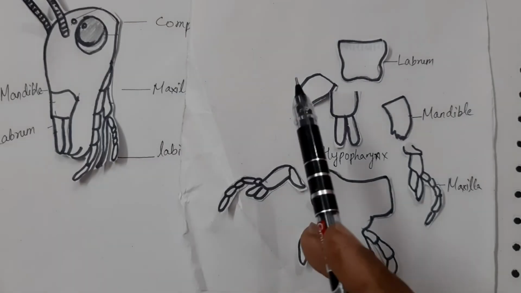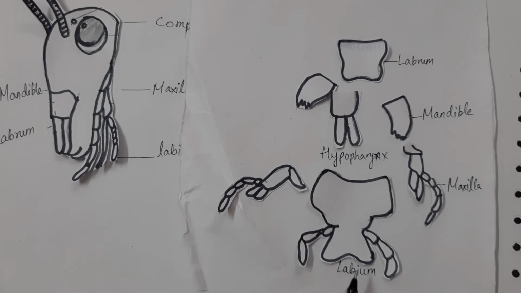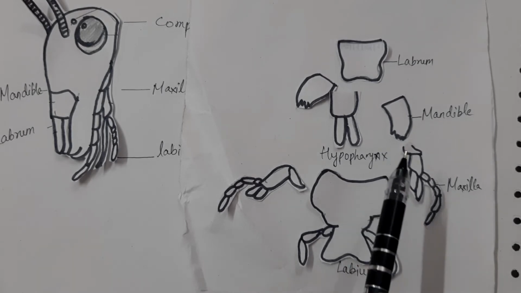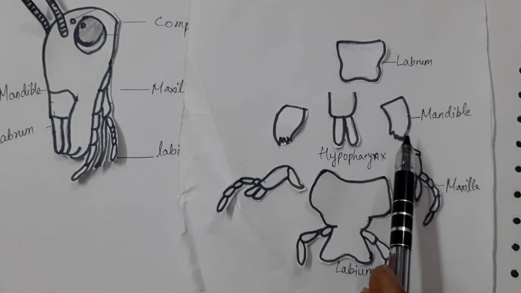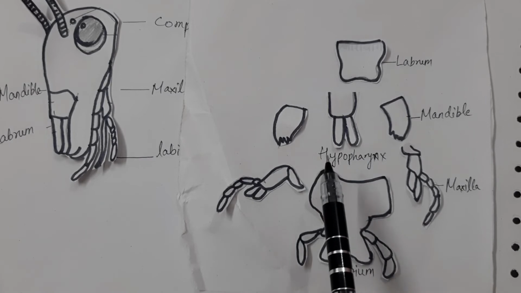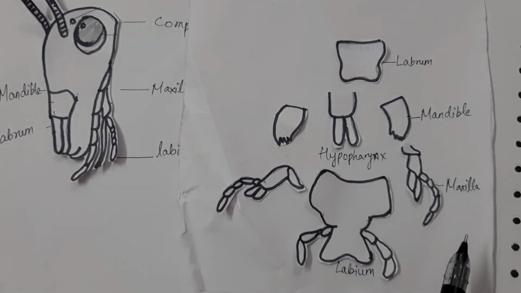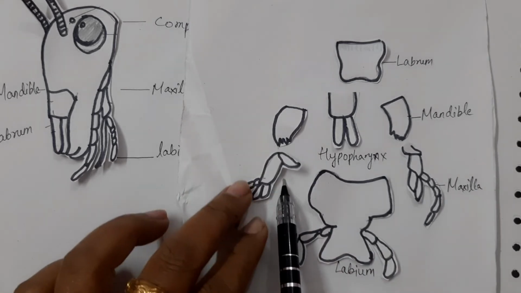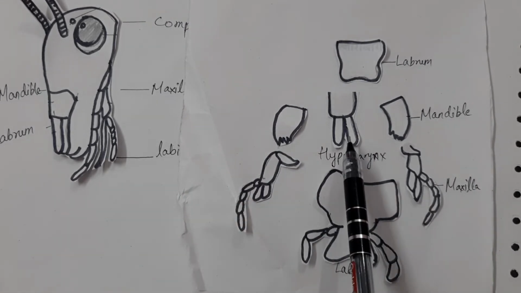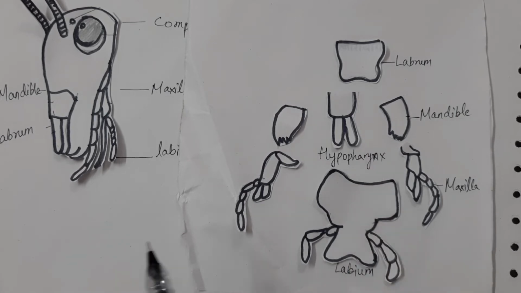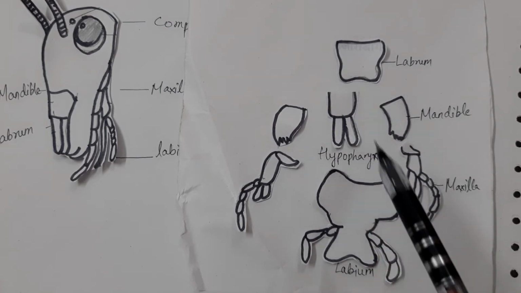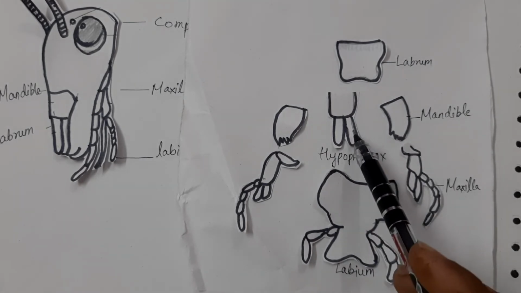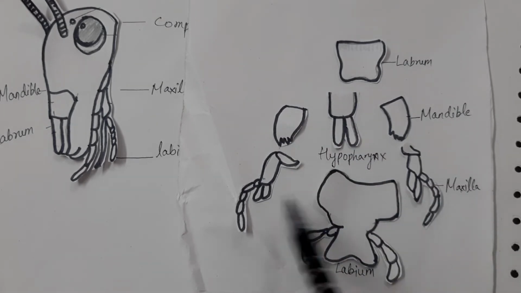Now in this one, the labrum is the upper lip, the labium is the lower lip, and a pair of mandibles on the sides. They have serrated structures which help in crushing of the food. Then a pair of maxilla on both sides of the mandibles, and a flat tongue like hypopharynx. I am repeating this: upper lip labrum, lower lip labium, tongue like hypopharynx, mandibles and maxilla help in chewing and biting the food.